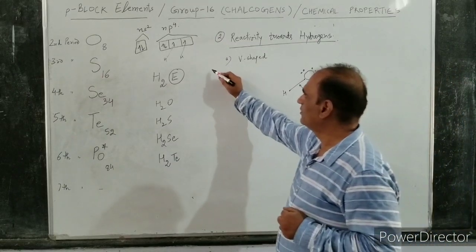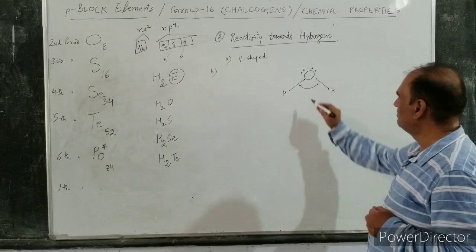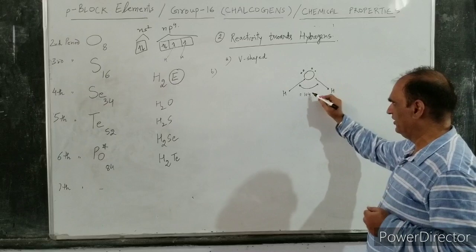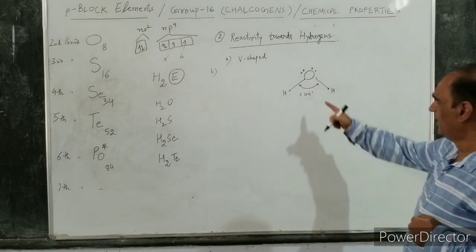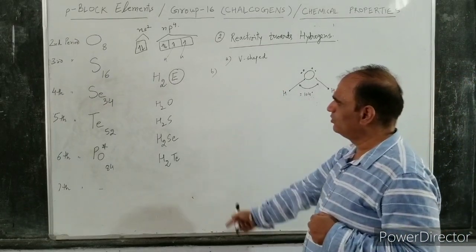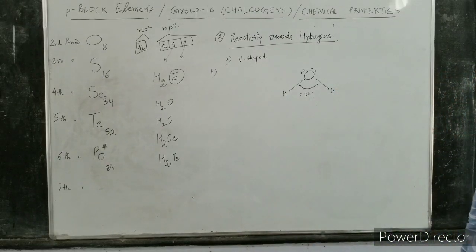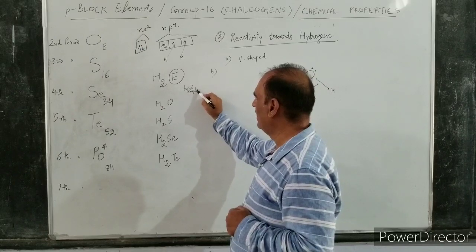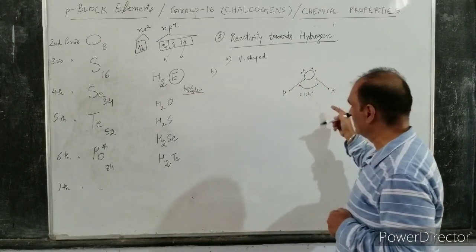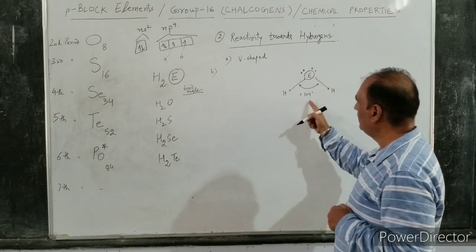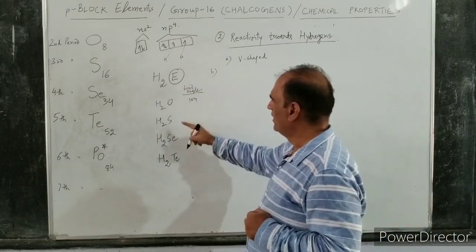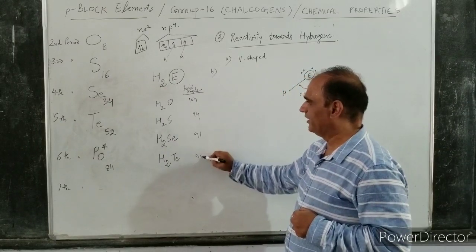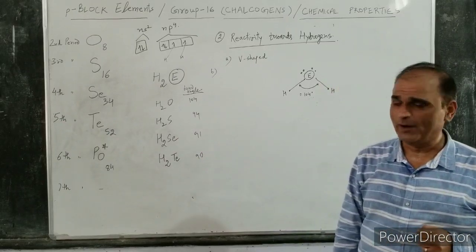Then the second question arises: this bond angle is approximately 104 point something degrees in water, and this bond angle goes on decreasing on moving down the group. For example, roughly, the HEH bond angle in water is 104. In H2S it is about 94 degrees, then 91, 90. It goes on decreasing. Why?